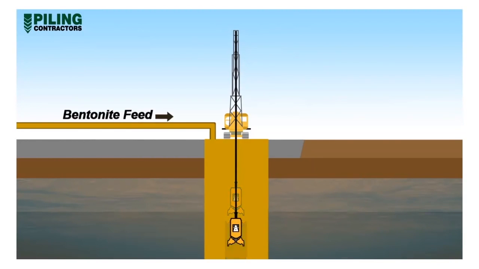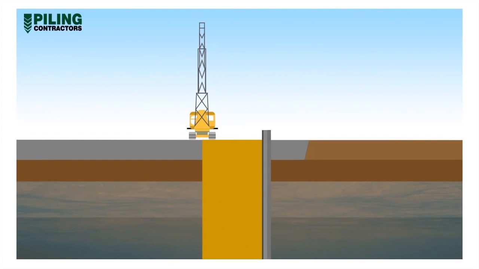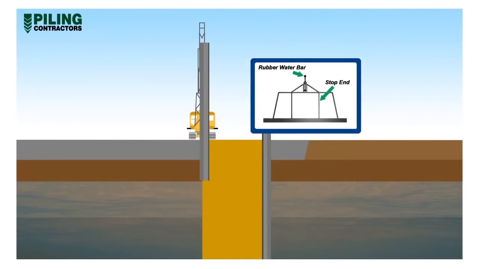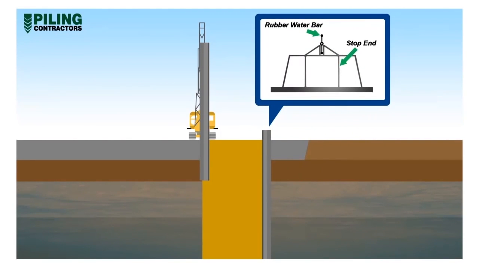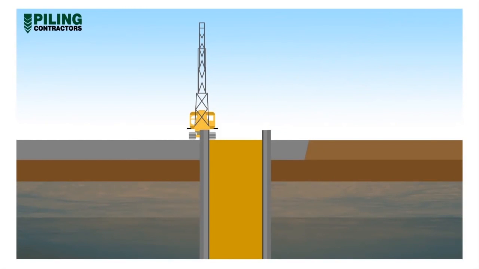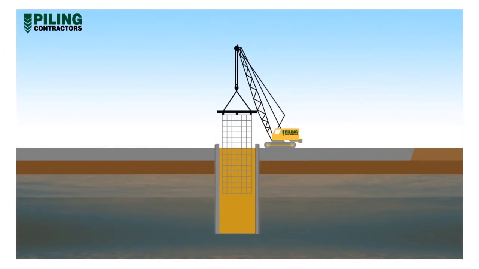Excavation of the panels continues, generally completing left and right bites before removing the center bite. Then, the center bite is excavated down to the required panel level. Steel or precast concrete stop ends are placed at the edge of the excavated panels. The stop end may contain a rubber water bar that later becomes embedded into the concrete. The water bar minimizes water ingress between panel joints.